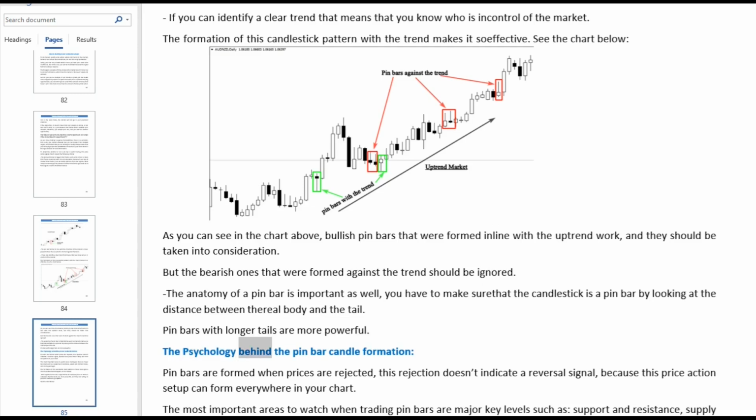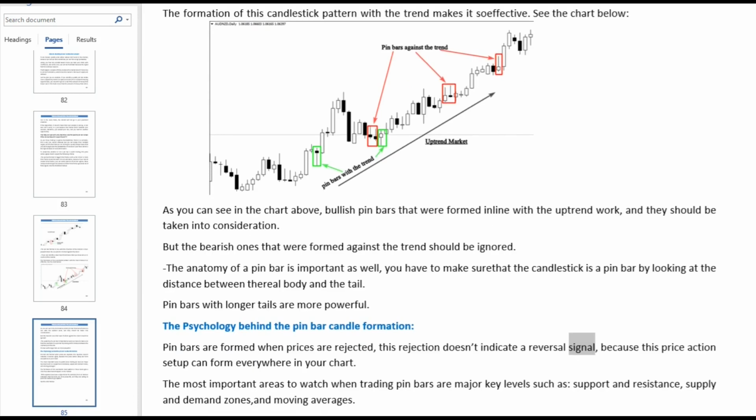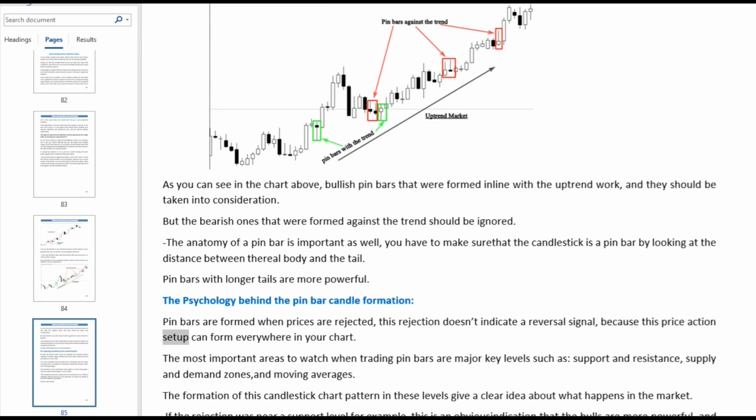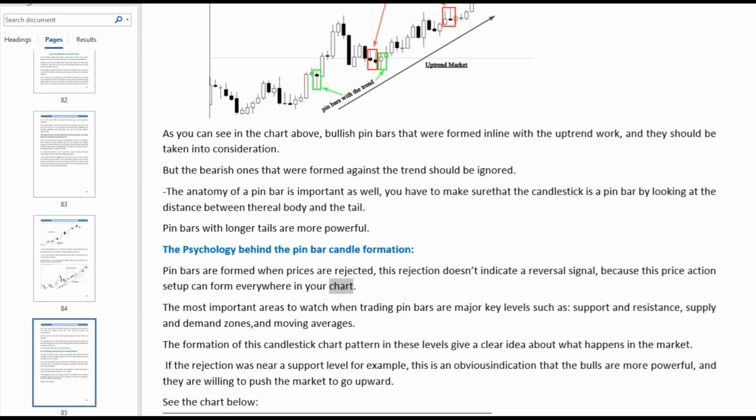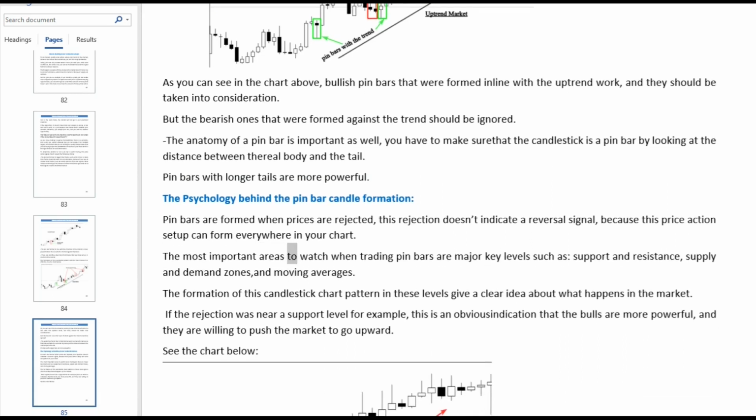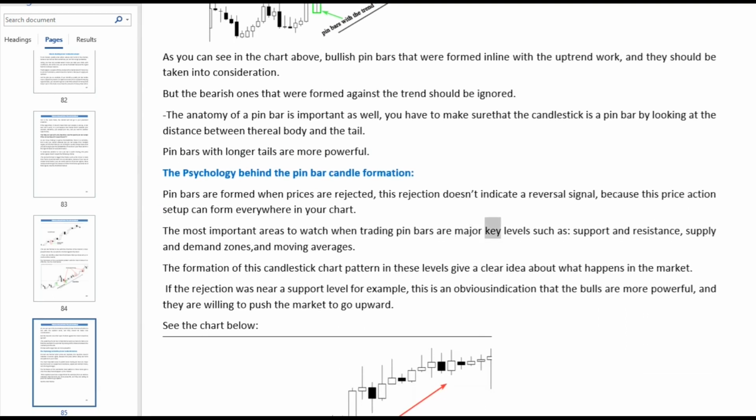The psychology behind the pin bar candle formation. Pin bars are formed when prices are rejected. This rejection doesn't indicate a reversal signal, because this price action setup can form everywhere in your chart. The most important areas to watch when trading pin bars are major key levels such as support and resistance, supply and demand zones, and moving averages. The formation of this candlestick chart pattern in these levels gives a clear idea about what happens in the market.